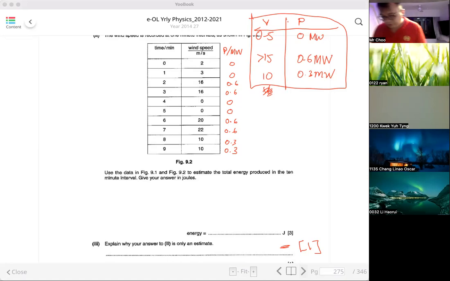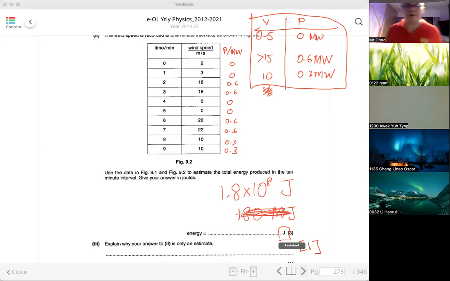Okay, let me move on very quickly. The answer is 1.8 times 10 to the power 8 joule. Or you can also put 108 megajoule. Okay, but don't do that. They put joule here already. So 1.8 times 10 to the power 8 joule is the correct answer.